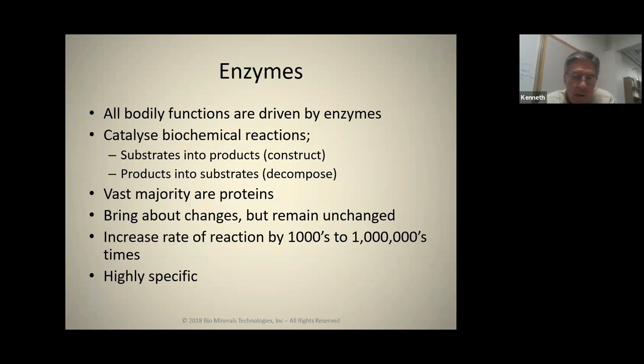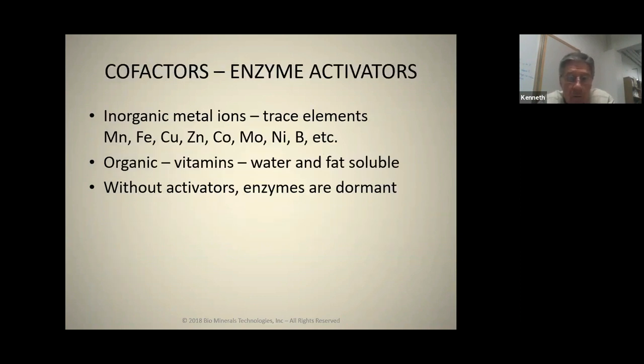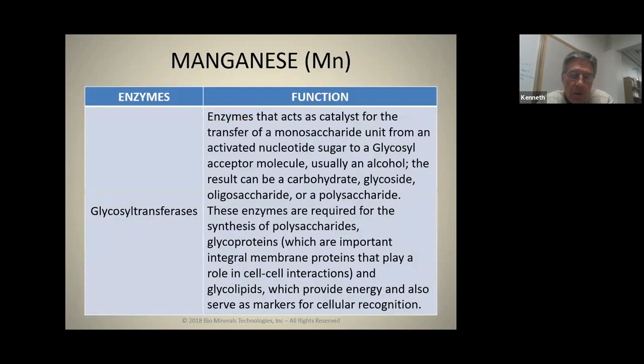Most of our enzymes are proteins and they make these biochemical processes happen at the rate of thousands to millions of times faster. Again, these are our cofactors, our trace elements, our fat and water-soluble vitamins. So you can go back and do the research on this. You can look at manganese. This particular enzyme is producing all kinds of really cool sugars. That's what this thing is saying in a nutshell. It's got to have the trace element, the enzyme to produce all of these polysaccharides and glycoproteins.